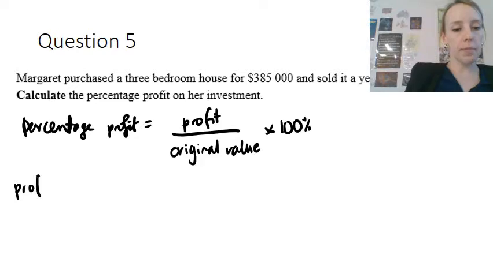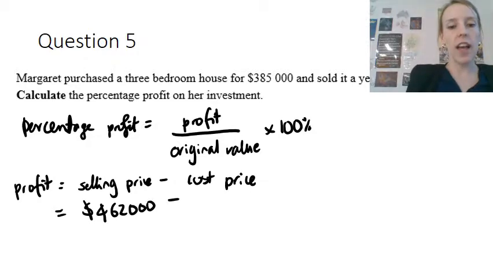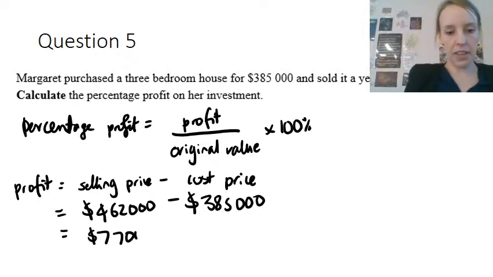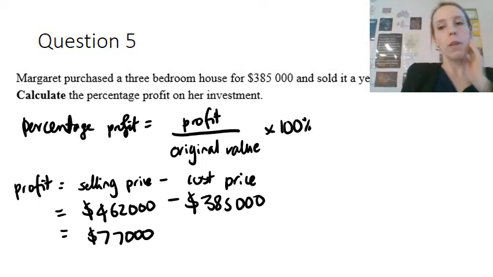So first obviously we'll have to work out the profit. Our formula for profit is the selling price minus the cost price. She sold it for $462,000, so that would be our selling price. And her cost price, how much did she buy it for? She bought it for $385,000. So therefore, the profit will be $462,000 take $385,000, which will leave $77,000. So that's her profit.